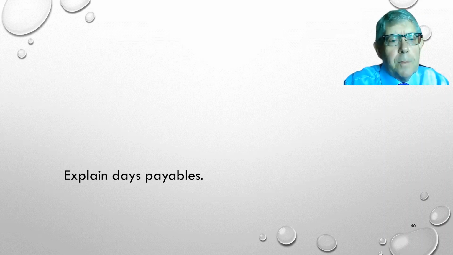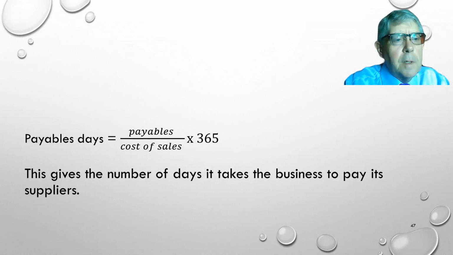Explain days payable. So payable days is equal to payables over cost of sales times 365. This gives the number of days it takes the business to pay its suppliers on average.